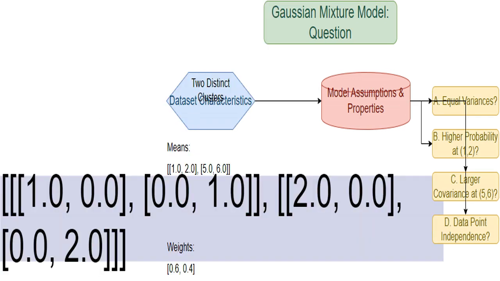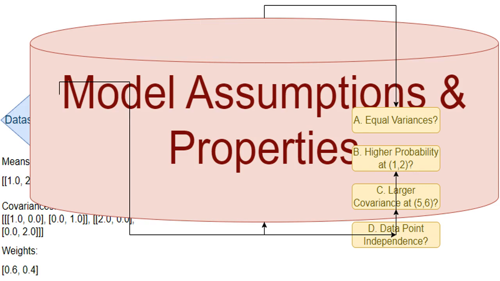These represent the probability of a data point belonging to each cluster. The model thinks there's a 60% chance a random data point will belong to the first cluster and a 40% chance it will belong to the second cluster. I look at the weights. The higher weight, 0.6, is assigned to the cluster centered at 1, 2. So, yes, the model is more likely to assign a new data point to this cluster.